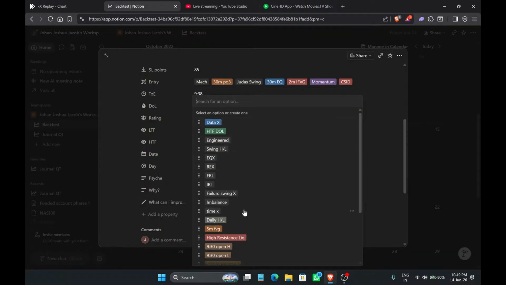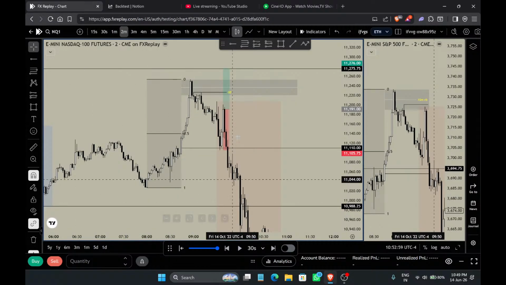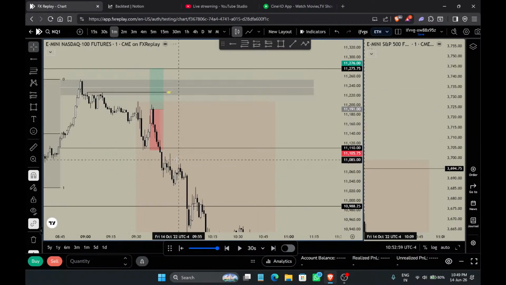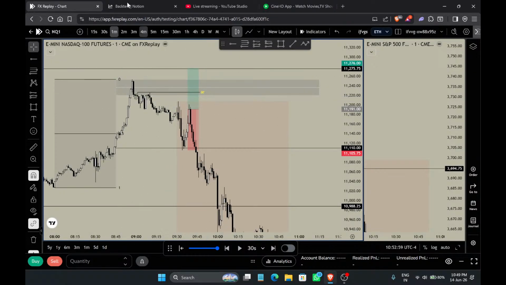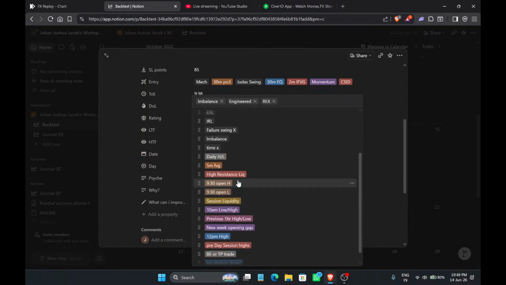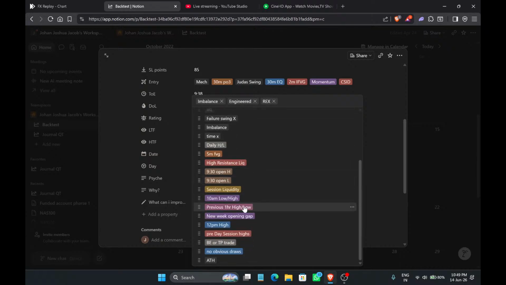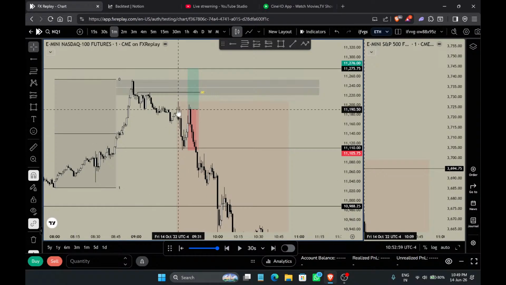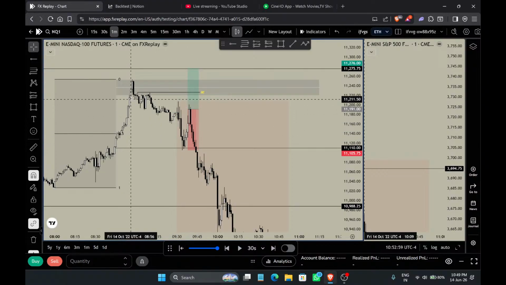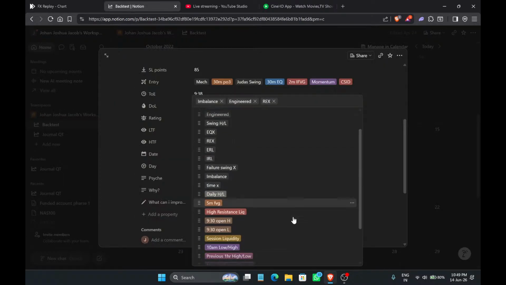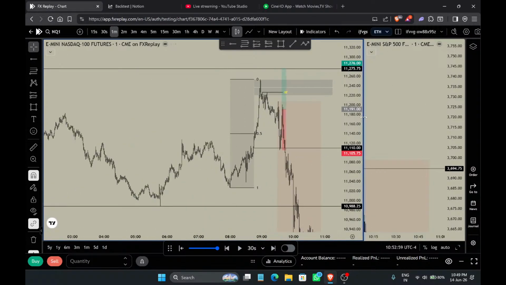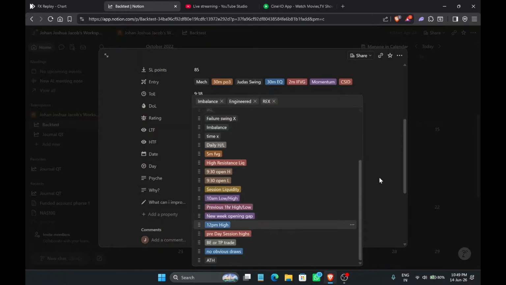9:38 dual was imbalance as usual, and we have some kind of LR generated over there. Engineer liquidity, some kind of legal highs over there. Then we have a session high, 9:31 high, and 9 a.m. highs also. Okay, that's it. It's not bad at all.